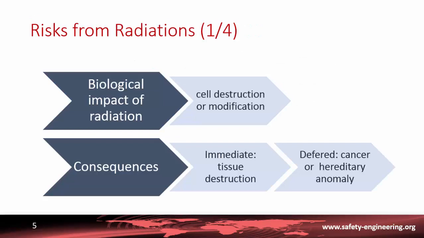So now, the risk from radiation. Radiation has some biological impact on the cells, either destroying them or modifying their structure. So there are two kinds of consequences of that. An immediate consequence, the destruction of the tissue, exactly like when you get a burn. But there is also a deferred effect, and the modification of cells could lead to some cancer or to some hereditary anomalies.